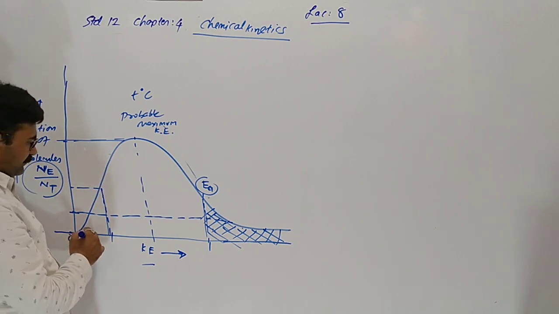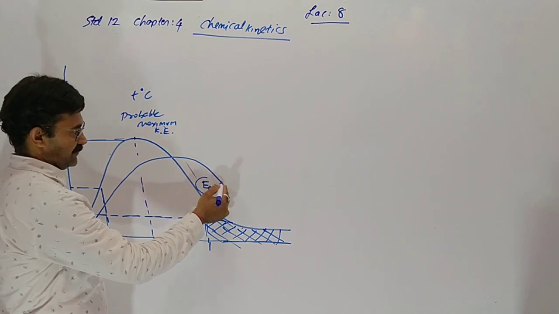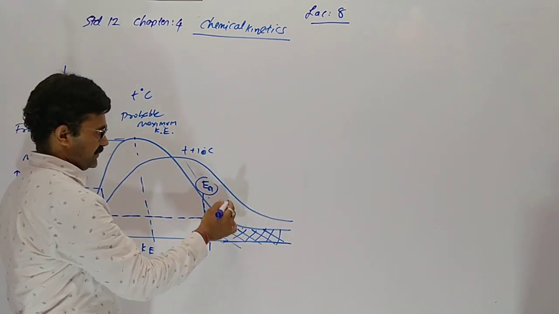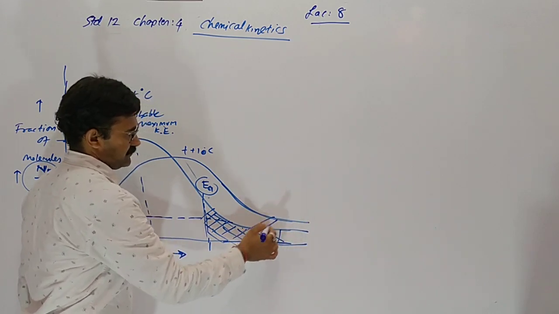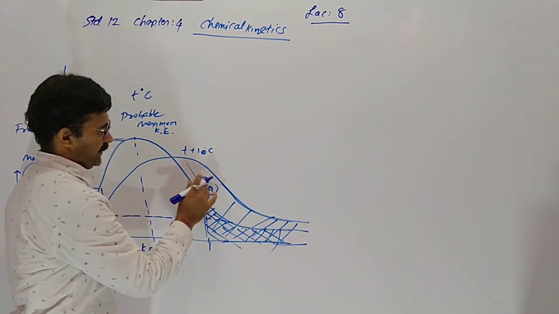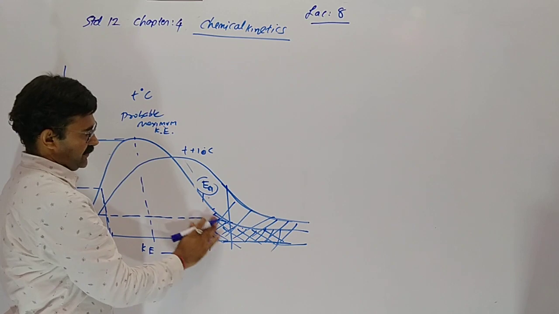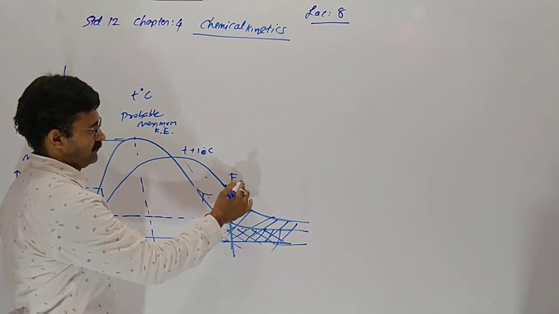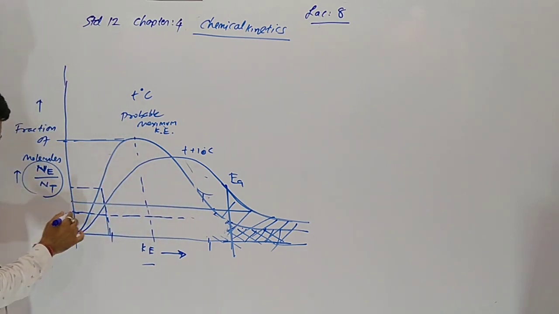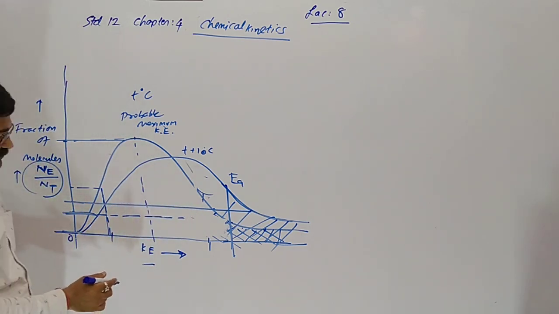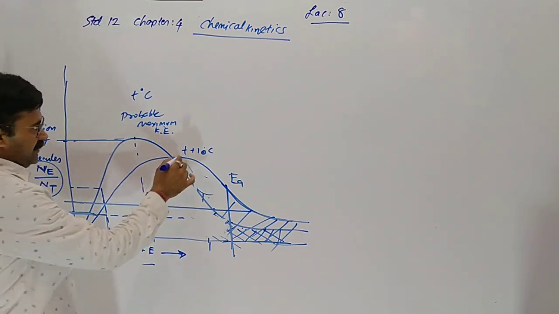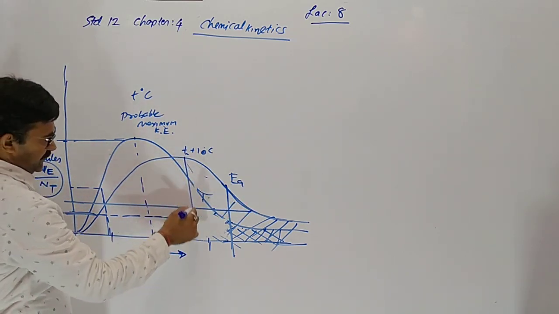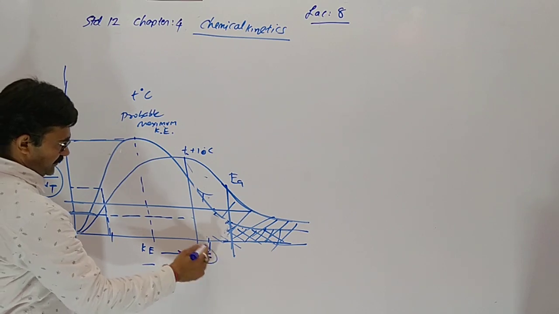When we increase the temperature by only 10 degrees Celsius, T plus 10, you can see the molecules having more kinetic energy are doubled. So E here comes here. Fraction is double and the plotted graph is broadened. So average kinetic energy also increases.